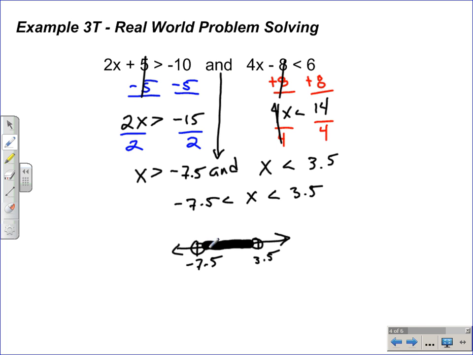So when you're solving compound inequalities that contain and, you just have to remember the basic properties of inequalities, and once you get your solution, to write it both ways and to graph it.